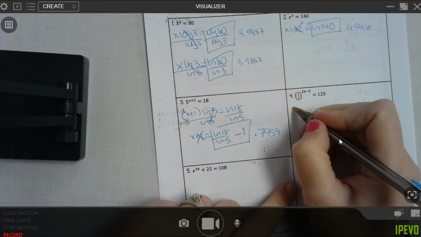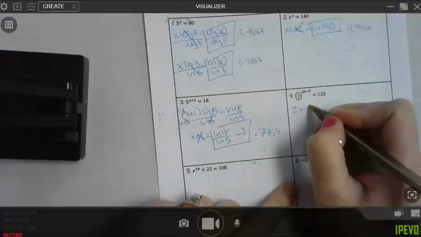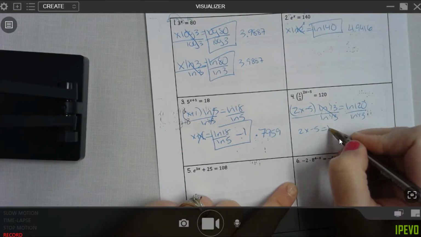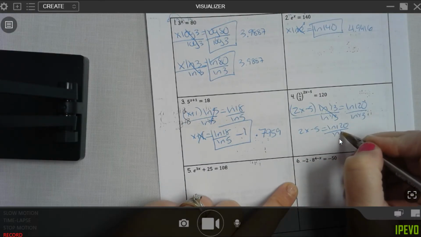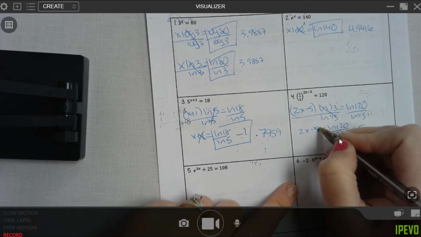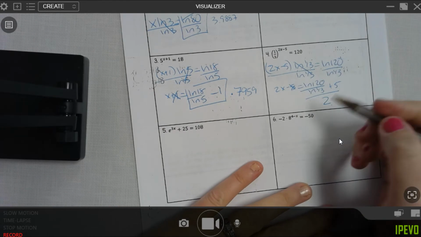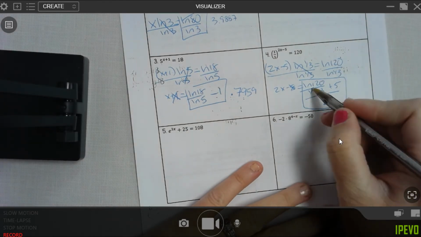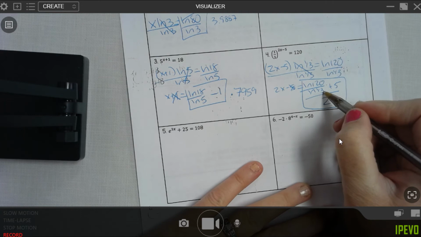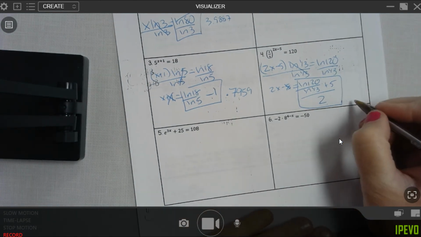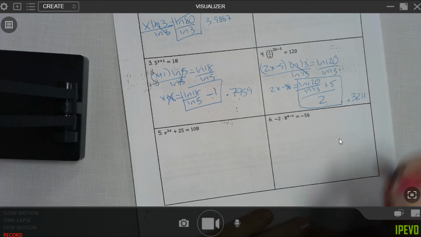Same thing here. I'm going to natural log both sides of this. So divide over your natural log of 1/3. Then I'm going to need to add over my 5. And then divide everything by 2. So you have this answer here. Natural log of 120 divided by natural log of 1/3, hit equals. Then do plus 5, equals, divided by 2, equals. That should give you the same decimal answer as 0.3211.